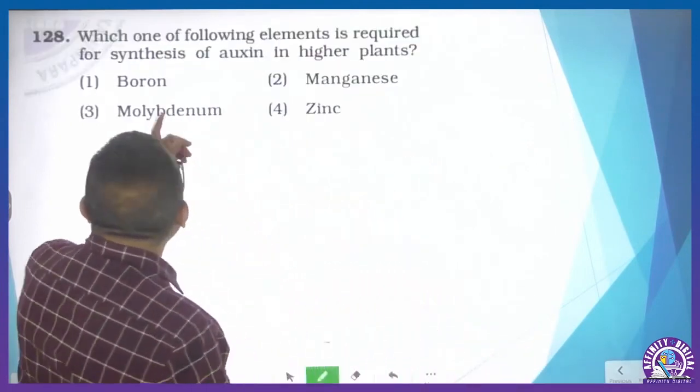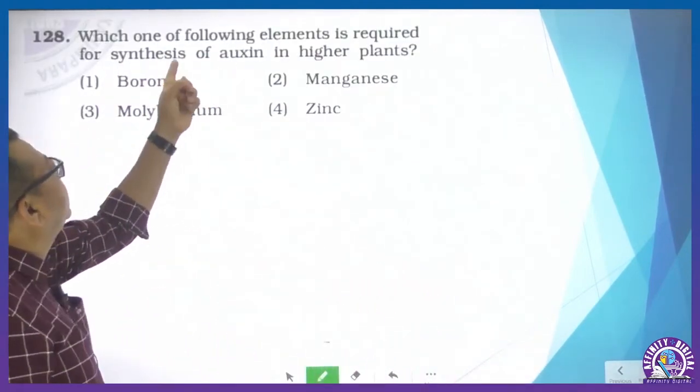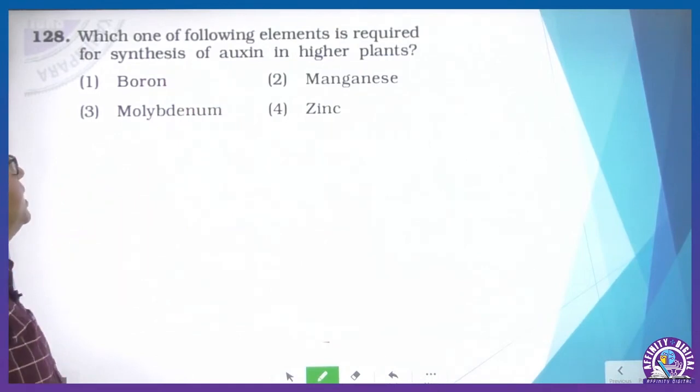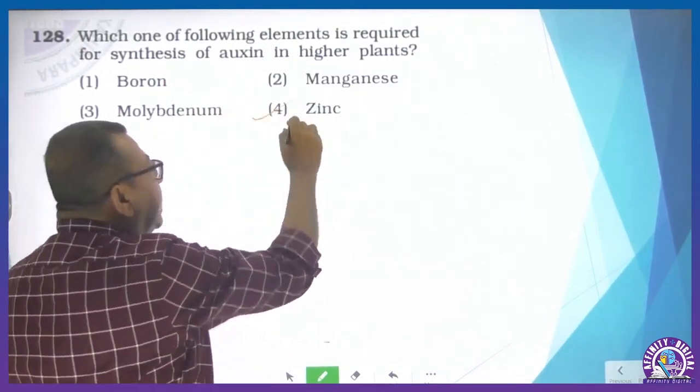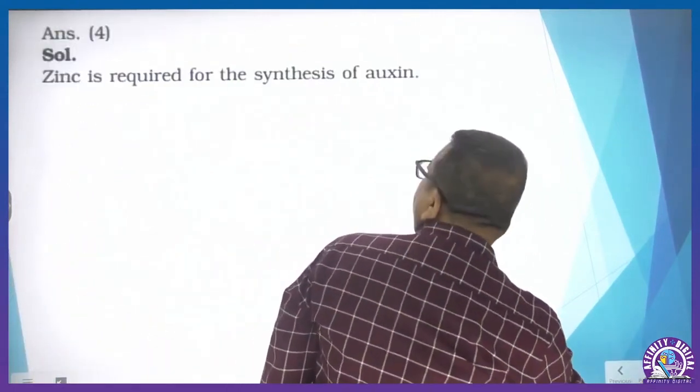Next question. Which of the following elements is required for the synthesis of oxygen in higher plants? So the answer, for oxygen synthesis, which mineral element is needed? The answer will be zinc.